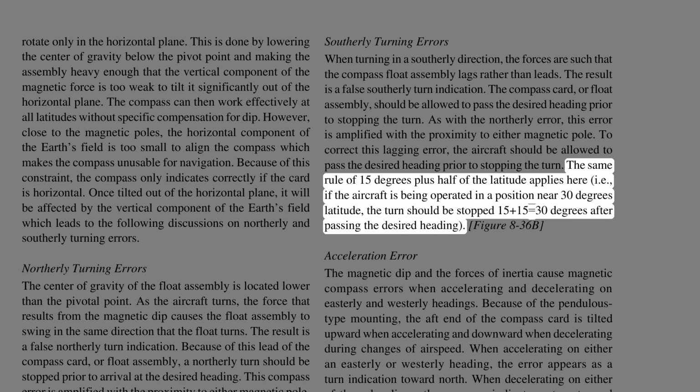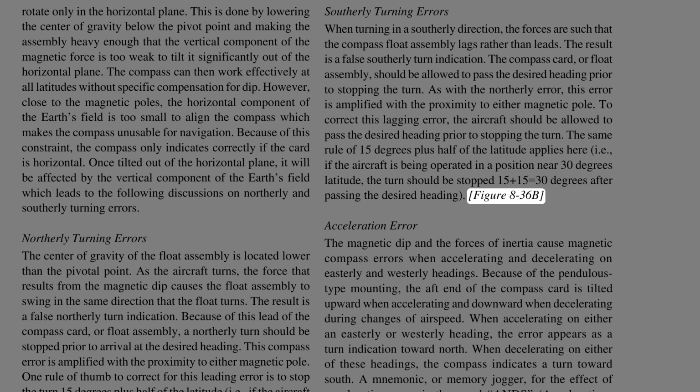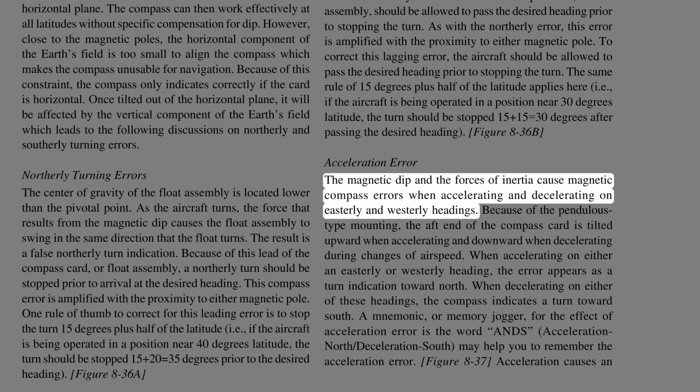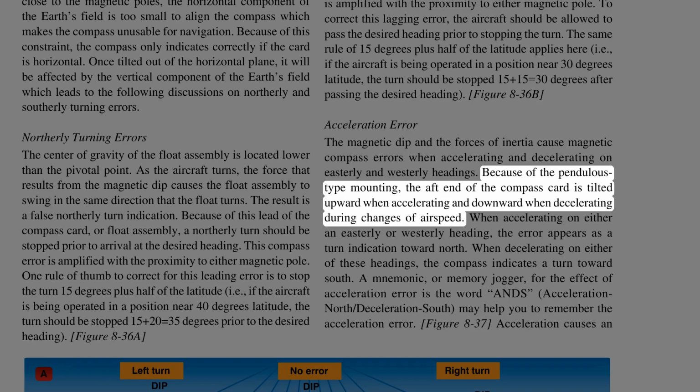The same rule of 15 degrees plus half of the latitude applies here, i.e., if the aircraft is being operated in a position near 30 degrees latitude, the turn should be stopped 15 plus 15 equals 30 degrees after passing the desired heading. Figure 8-36b. Acceleration error. The magnetic dip and the forces of inertia cause magnetic compass errors when accelerating and decelerating on easterly and westerly headings. Because of the pendulous type mounting, the aft end of the compass card is tilted upward when accelerating and downward when decelerating during changes of airspeed.